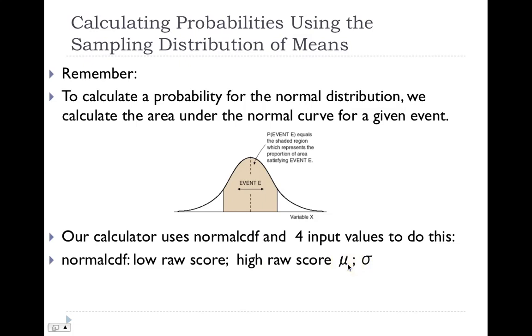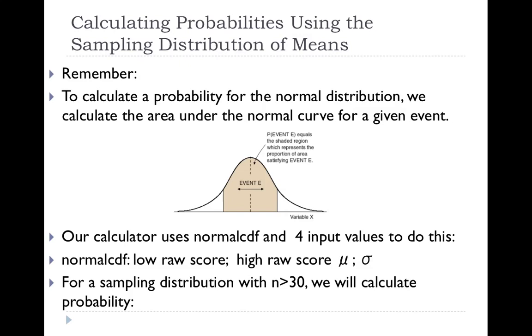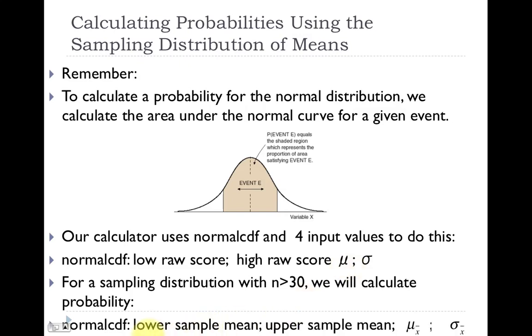Now, we also are going to use normal CDF when understanding probabilities for the sampling distribution. However, when we look at normal CDF for sampling distributions, our lower value is not a raw score, rather it's a sample mean. Our upper value is a sample mean, and the mean of the sampling distribution is denoted by mu sub x bar, so that's what we'll put as the third value. The fourth value, sigma x bar, is the standard deviation of the sampling distribution, otherwise known as the standard error.